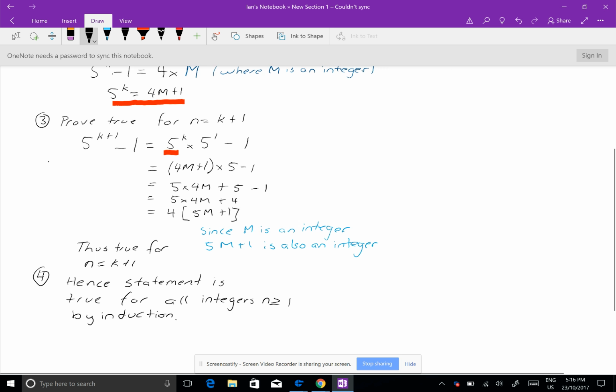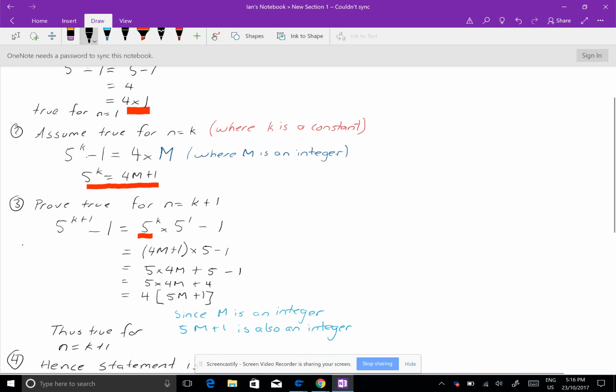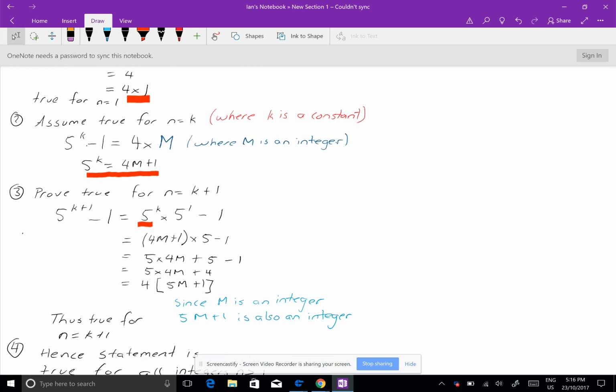So what have we got? We prove it's true for n equals 1, but we write it as whatever we're dividing by, in this case 4, times something. It might be 2, it might be 3. We assume it's true for n equals k, and we rewrite the statement as 4 times m. You can choose another letter if you like, but everyone tends to use m, where m is an integer. Don't choose k. You've already got a k.